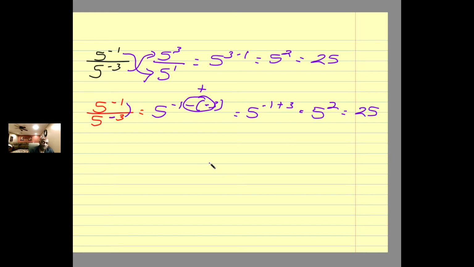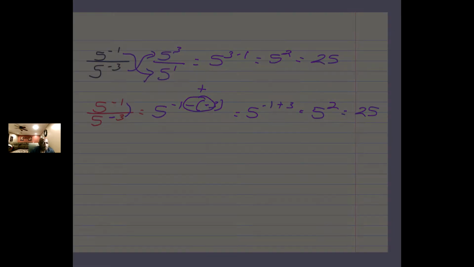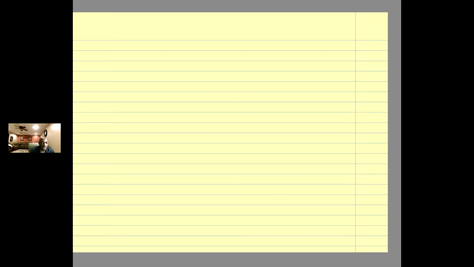Same answer. To me, flipping it and making it positive and going 3 minus 1 is easier. If you don't have a problem with negative 1 minus a negative becoming a plus and remembering your rules, then you can do it this way or you can do it the other way. It doesn't really matter. You'll still get it right. Either method you show me. All right. So let's look at another one, so we make sure we get that.